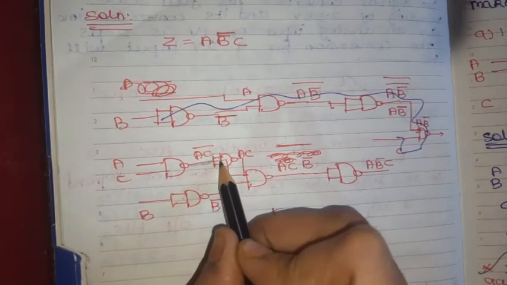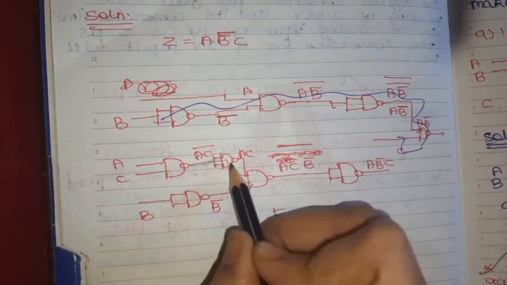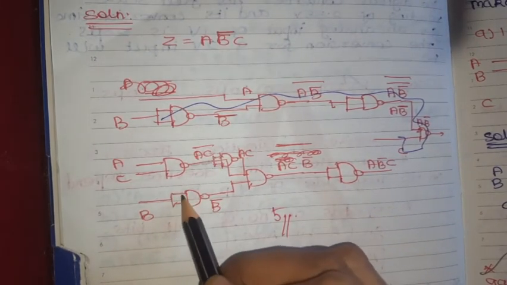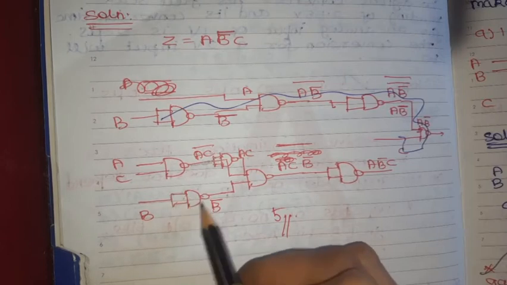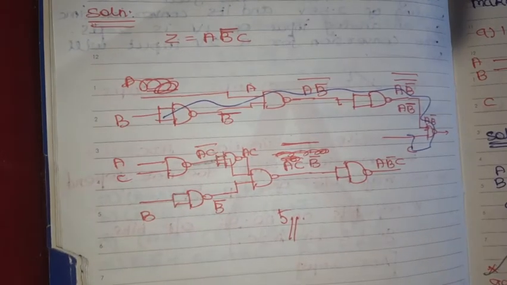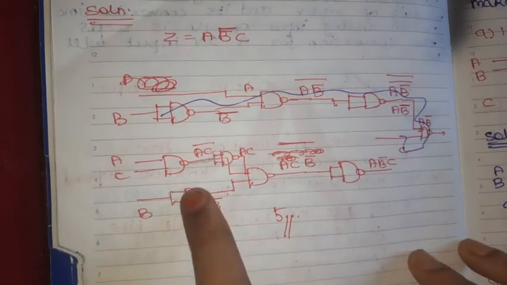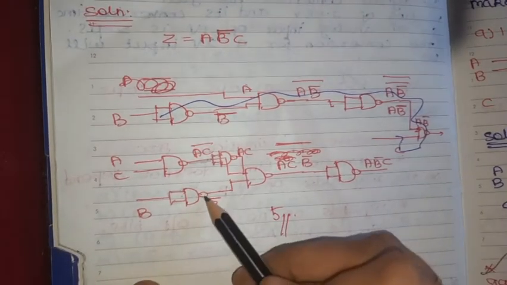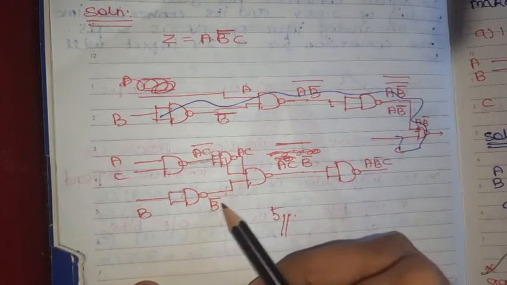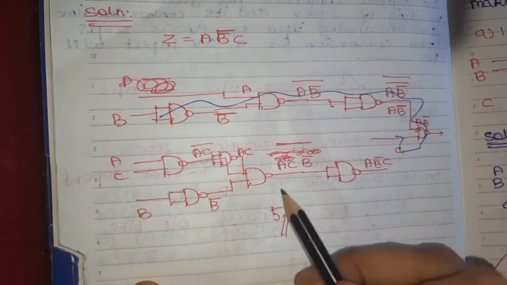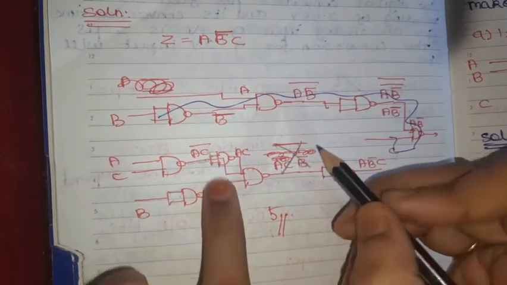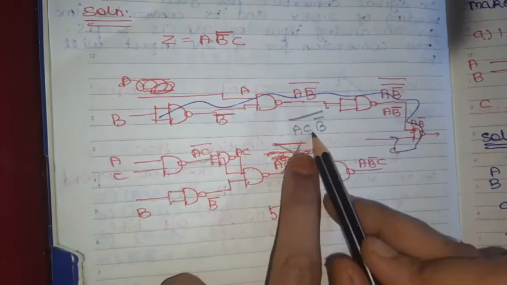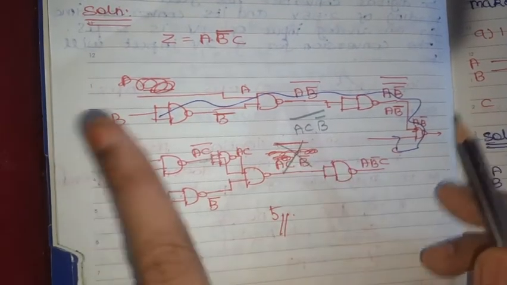Again we give AC bar to an inverting NAND gate. When the 2 inputs are connected together, the NAND gate just acts as a NOT gate, an inverter gate. So AC bar, what is the output? AC alone. Then again this is one input, B bar, and AC. So what we will get? A C B bar, the whole bar.